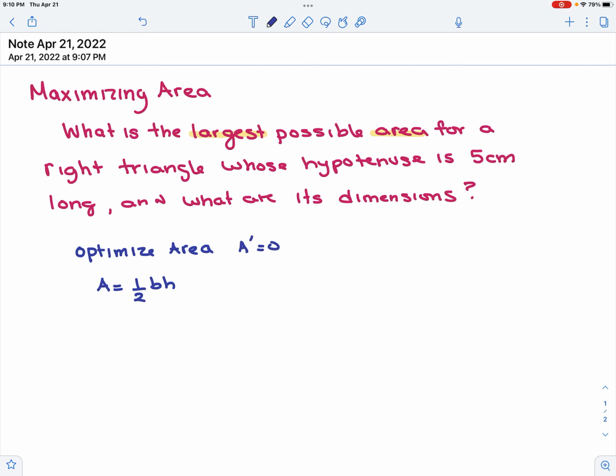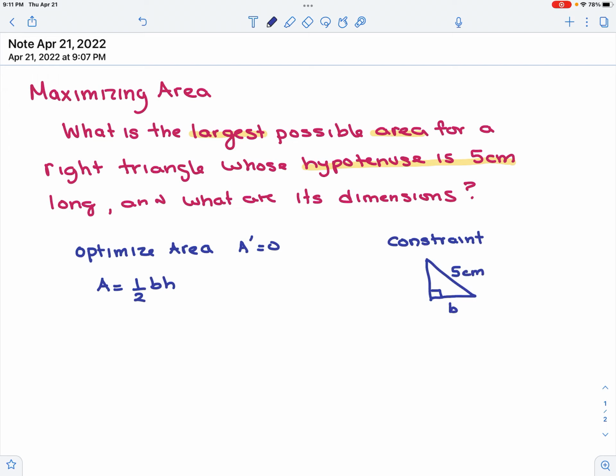Okay, so we need to now look for what is reining this problem in and stopping that area from being infinity. So we're looking for the constraint, and we see that we have a hypotenuse of 5 centimeters. So the constraint is that, I'll just draw a picture of it because that's easy to do, the hypotenuse is 5 centimeters.